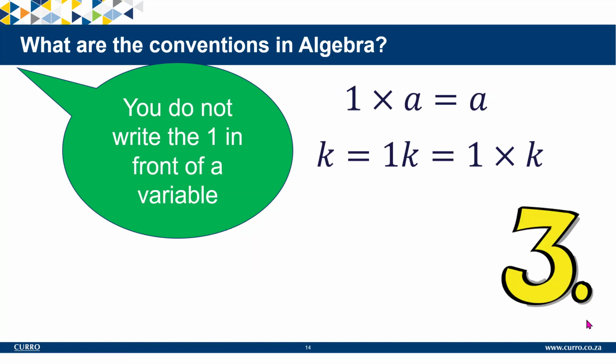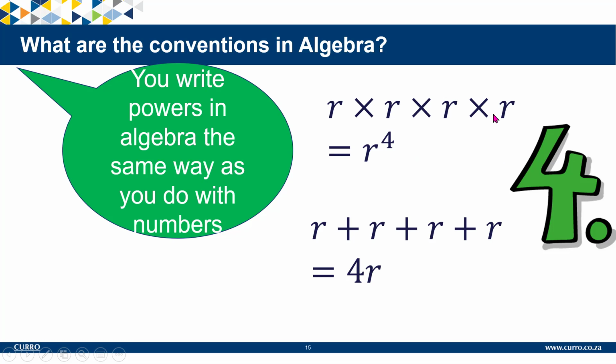You do not write the 1 in front of the variable. So 1 times a, we just write as a. And k means 1k or 1 times k. You write powers in algebra the same way as you do with numbers. R times R times R times R is R to the power of 4. Just be careful. These are 4 terms. So they are like. So we add their coefficients, which is just 1. So 1R plus 1R plus 1R plus 1R is 4R.